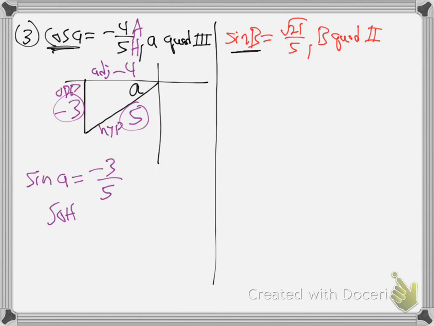It's always good, if I was taking this test, I would double check the sign with the All Students Take Calculus rule. I'm in quadrant 3 where tangent is positive, but everything else is negative. So sine and cosine should be negative. Cosine is negative, sine is negative. I've got it right. I'm 100% sure. Do that double check, just to make sure. All right, let's go on over to the other side.